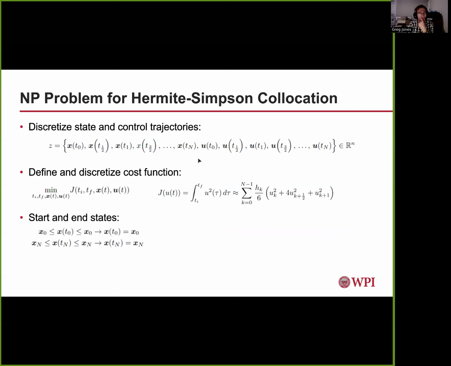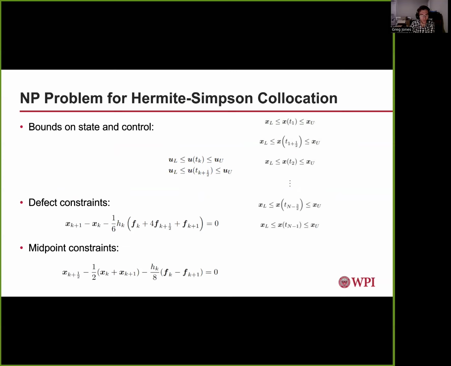And then similarly, compared to trapezoidal, you then have these midpoint state values as well as the midpoint control values, midpoint of each trajectory segment. And then for the cost function, it's approximated with Simpson quadrature. Start and end state constraints are the same. However, the bounds on the state and control also include the midpoints, and then there's the defect constraint, and then there's also the midpoint constraint.